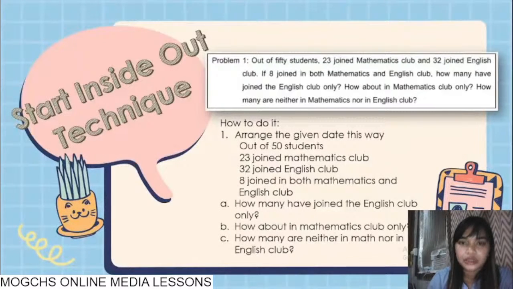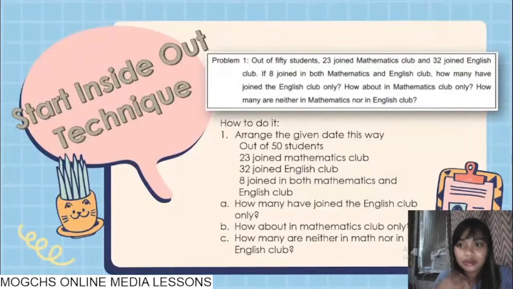English club. So if 8 of the students joined in both mathematics and English club, how many have joined the English club only? How about in mathematics club only? And how many are neither in mathematics nor in English club? Right? So there are 3 questions. So it's kind of a bit complicated.